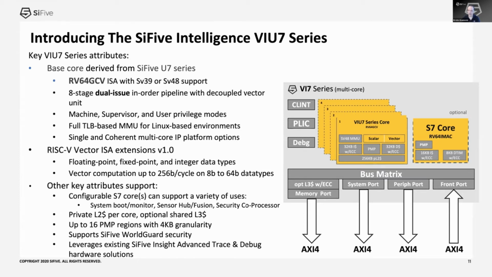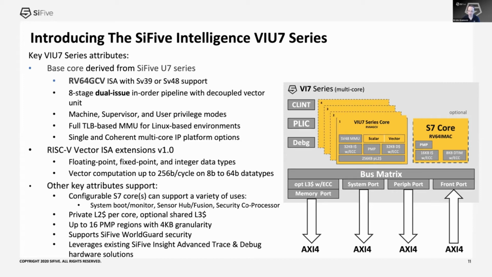So it's a multi-core complex. You can configure the number of application cores with Linux. You can also add in embedded cores. This is showing an S7, one of our 64-bit embedded cores. This can be added in and be used as a boot monitor to handle security co-processing or other functions in the core complex. So the VIU7 has a private L2 cache on each core, and we can optionally add a shared L3 cache or just a coherence engine on the outside to connect the cores together.